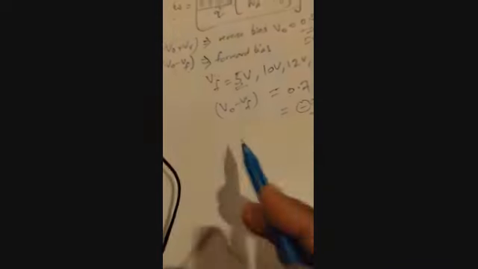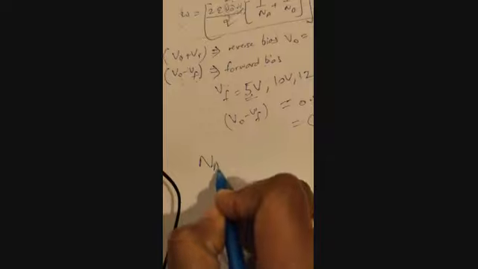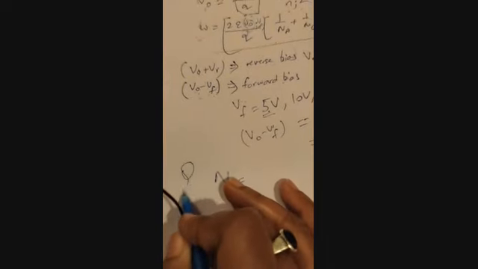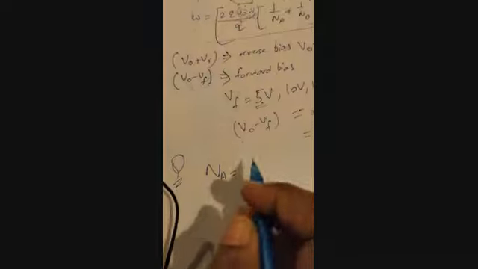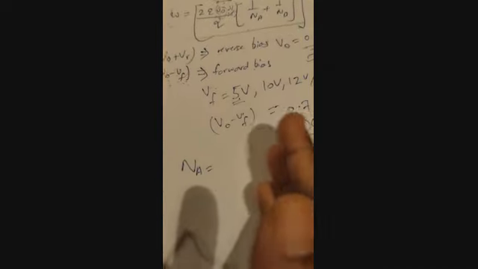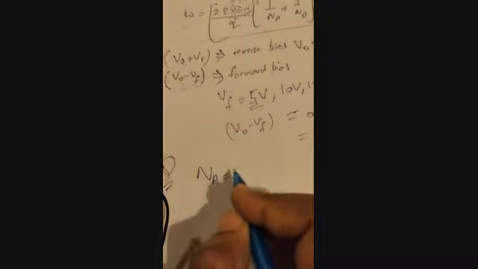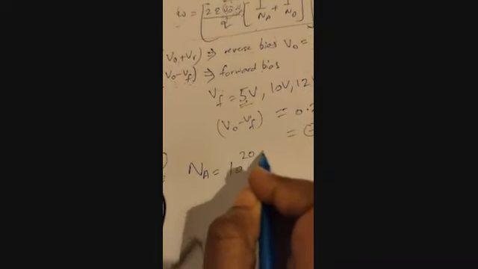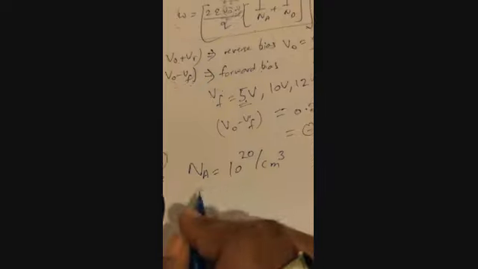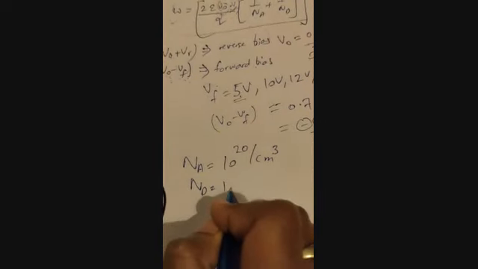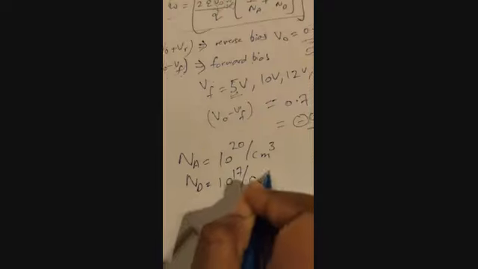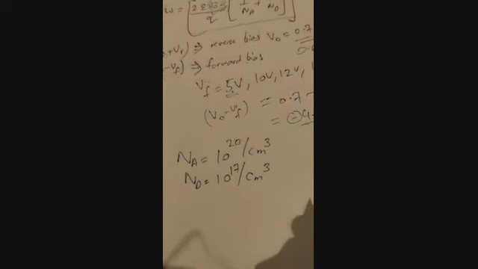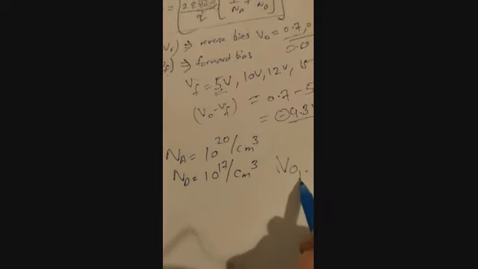Okay, now I will show you one numerical. Whenever I solve a numerical in this class, try to go through the values so that you can get a better idea. Suppose Na is 10 to the power 20 per centimeter cubed, and Nd is 10 to the power 17 per centimeter cubed. You have to calculate V naught, then Xn. How will you proceed?